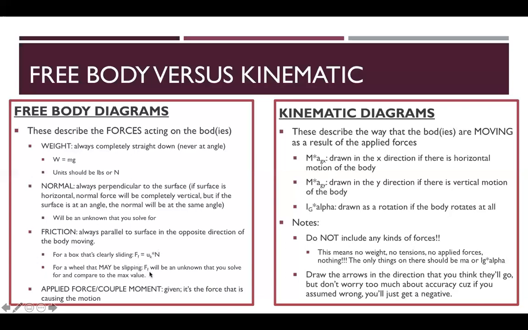So this only works if there is sliding going on. What you have to do is actually leave friction as an unknown, solve for it, and compare it to this value. So in the case for a wheel, you leave F of friction unknown. And then applied force, again, is in the direction that it's given. All of these are pretty straightforward. It's just mass times the acceleration in whatever direction you're looking at. You shouldn't have any forces on your kinematic diagrams, and it doesn't really matter what direction you think it's going to go, because if you get it wrong, it's just going to come out being negative. So you don't have to stress too much about that.